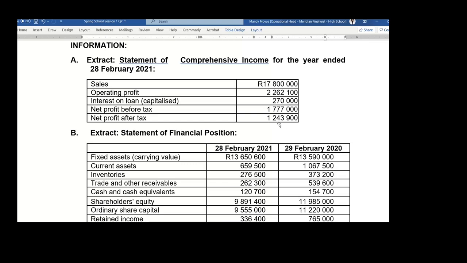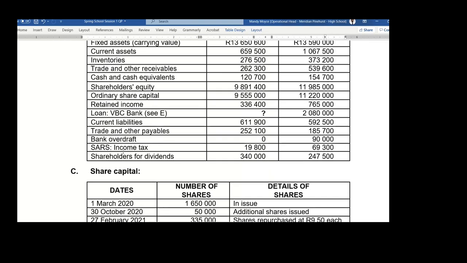That's a hint. Okay. And then there I have SARS income tax, but now they don't tell me whether it's debit or credit. Learners, if they don't tell you, then you assume that both are credit. Okay, I'm going to type it in because I know the assumption is that both are credit, because that's the normal answer. So both are credit.